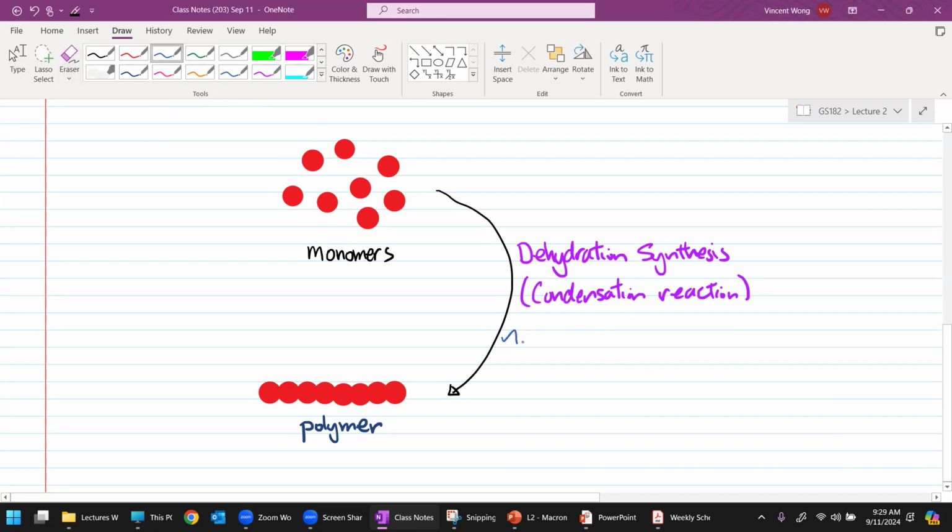Well, it means you have to remove what? What are we removing to connect them together? Hydrogen from one and OH from the other, and you get what? H2O, that's right. Remove water. So every time you connect them together, you are going to have to remove a water molecule. Okay? All right. Let's do a question here, and then we'll take a break.